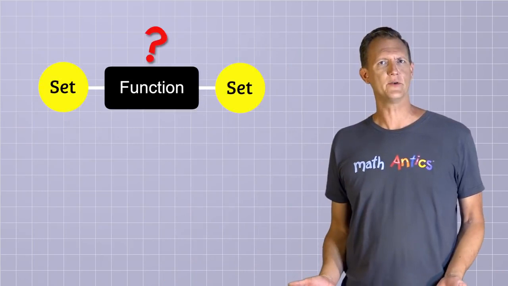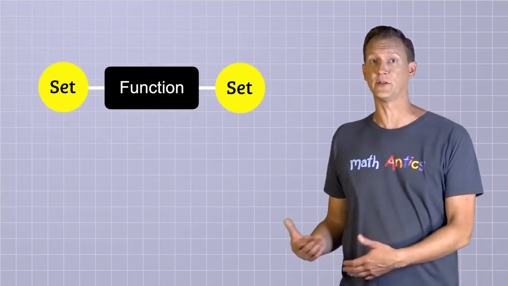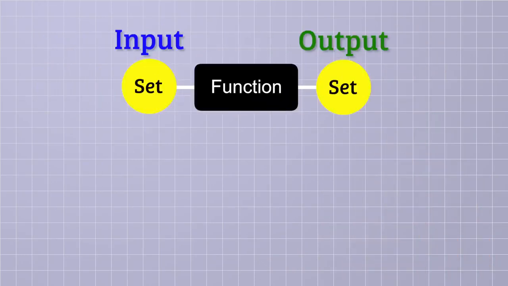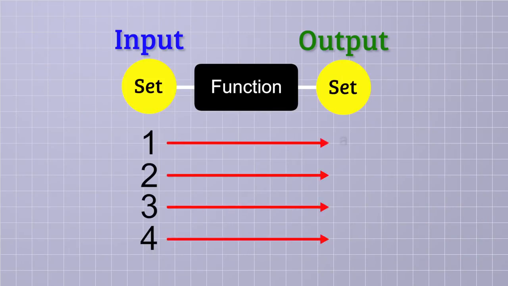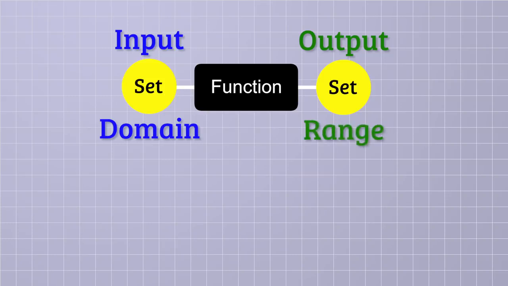But how exactly does it do that? Well, to understand how functions work, it will help if we start by naming the two sets, the input set and the output set. A function is something that takes each value from an input set and relates it or maps it to a value in an output set. And you'll often hear these input and output sets referred to by special math names. The input set is usually called the domain, and the output set is usually called the range.